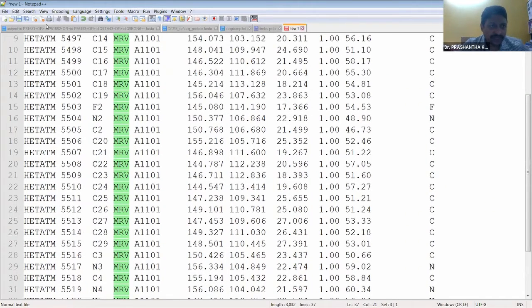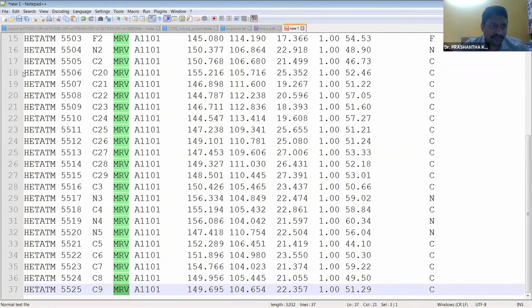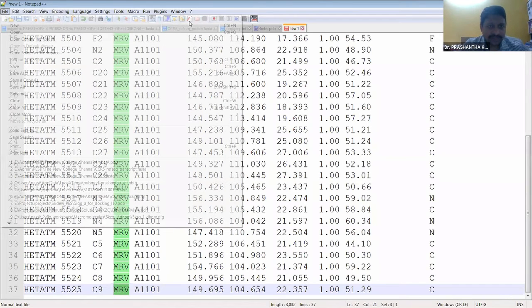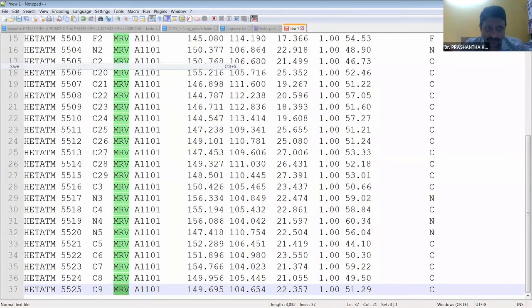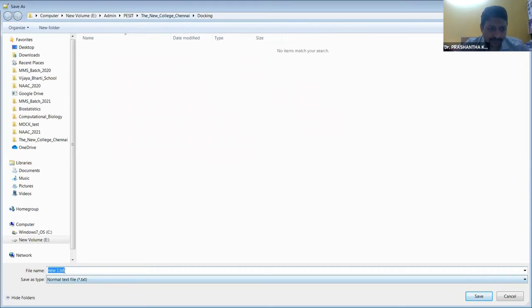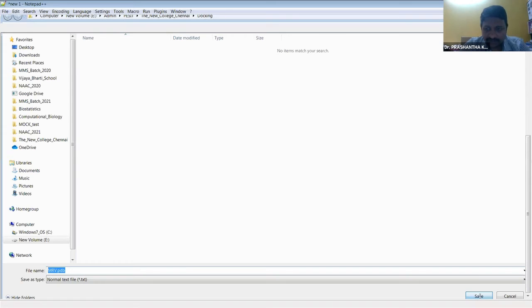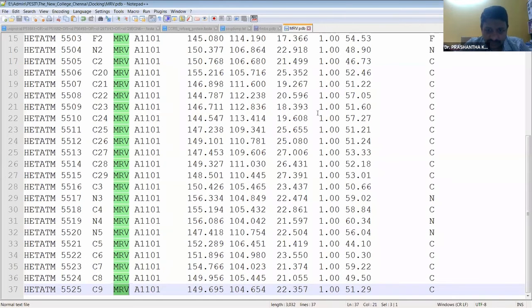And you have to save this file within the same folder. Save this one as Maravirok or MRV.pdb. Then save it. Now we have MRV.